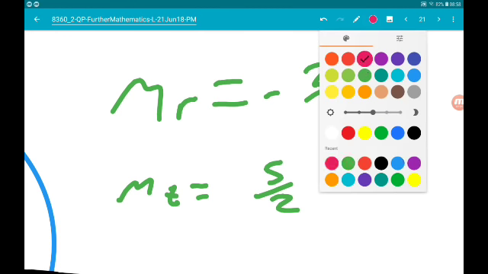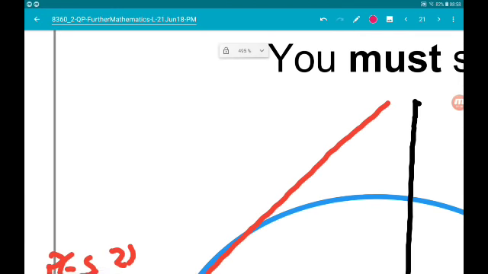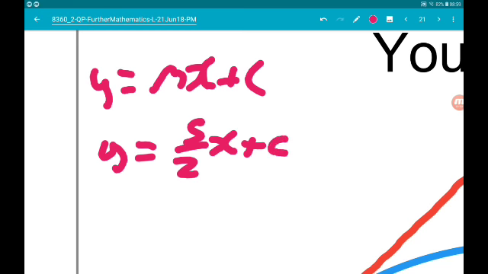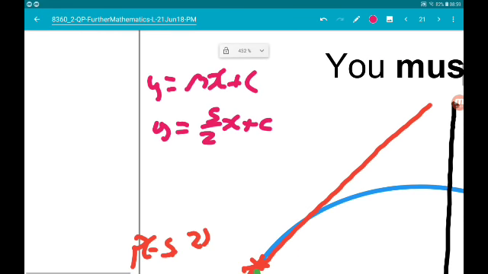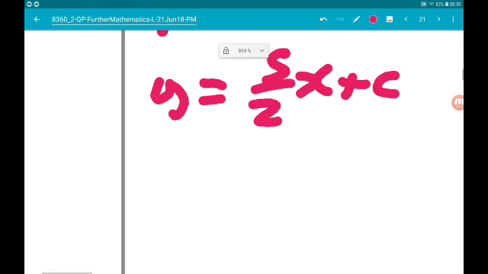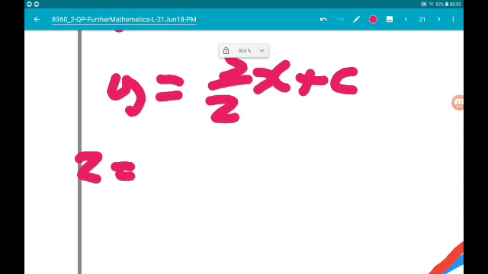So then, using y equals mx add c, we now know the gradient of the tangent is 5 halves. So the tangent is of the form 5 halves x add c. Now we need to find the value of c. To do that, we substitute in the coordinates that we know are on the line. So x is -5, y is 2. So that's going to give us 2 is equal to 5 halves times -5, which is -25 over 2.